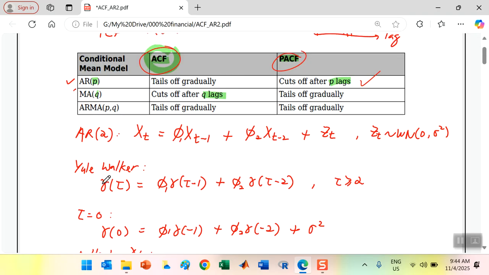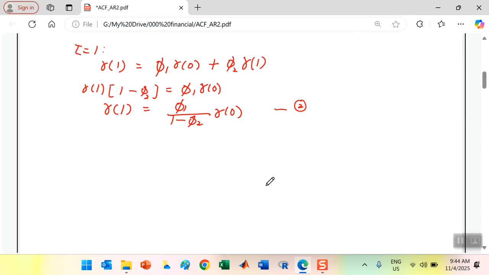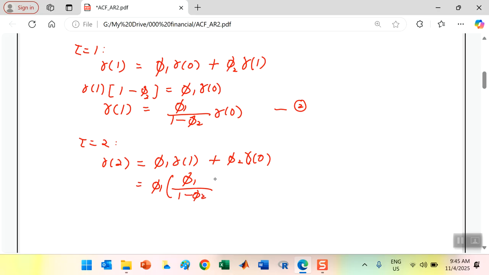Using this equation, tau gamma 2, this is gamma 1, gamma 0. Okay, so that will be the tau equal to 0, the 2. So you're going to have gamma 2. So phi 1 is gamma 1, phi 2 is gamma 0. So we know that the gamma 1 is what we have obtained earlier, plus phi 2 gamma 0.